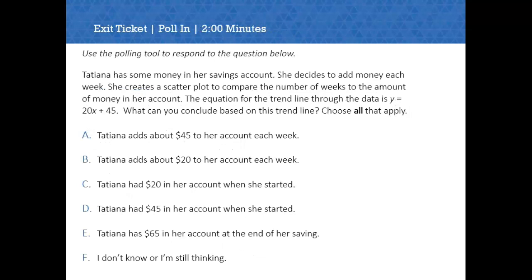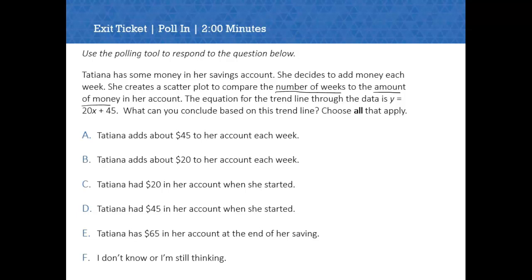Tatiana has some money in her savings account. She decides to add money each week. She creates a scatter plot to compare the number of weeks to the amount of money in her account. The equation of the trend line through the data is y equals 20x plus 45. What can you conclude based on this trend line? Choose all that apply.